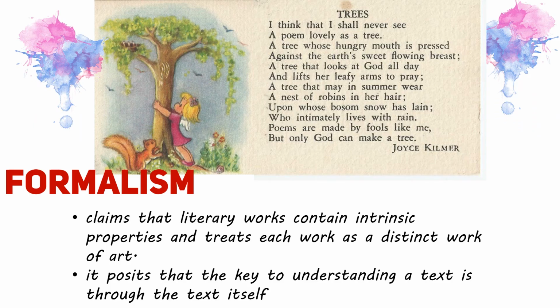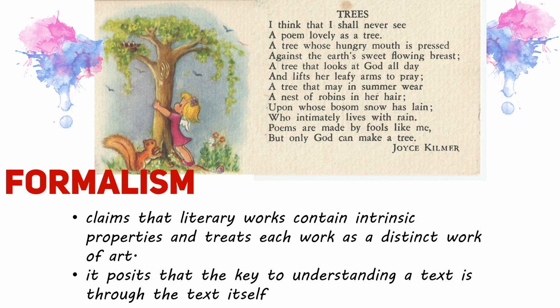The first approach is formalism. This approach claims that literary works contain intrinsic properties, within the work, and treats each work as a distinct work of art. It also posits that the key to understanding a text is through the text itself. For example, the poem Trees by Joyce Kilmer could be critically evaluated through its form. Formalism focuses on the form and structure, hence the name.